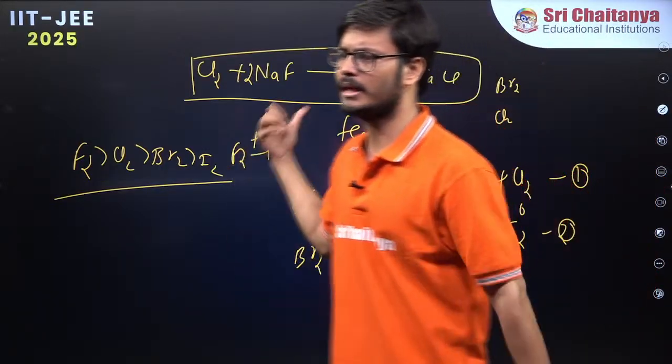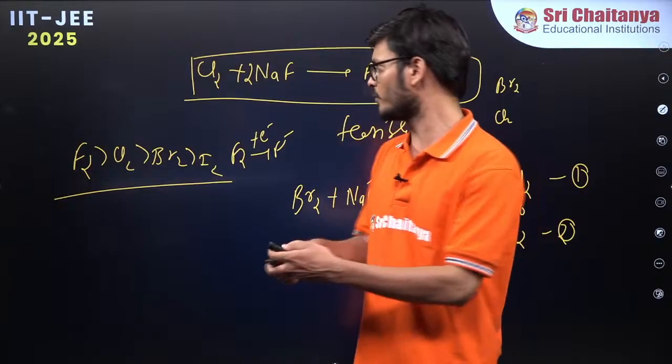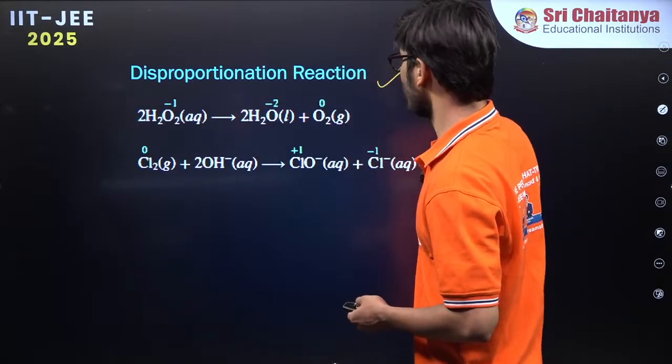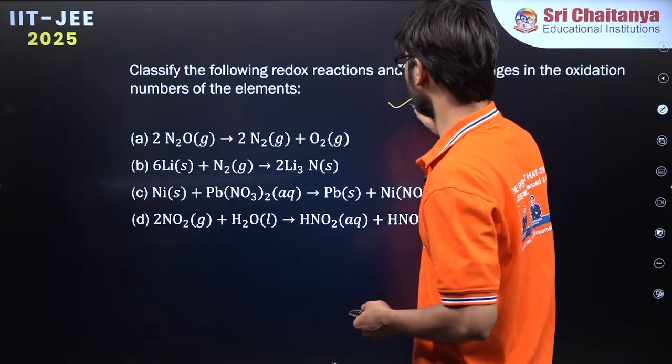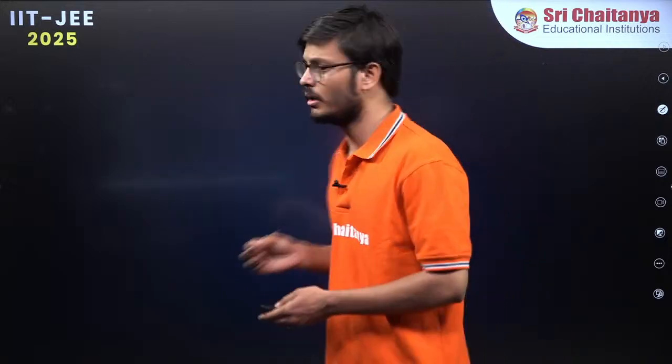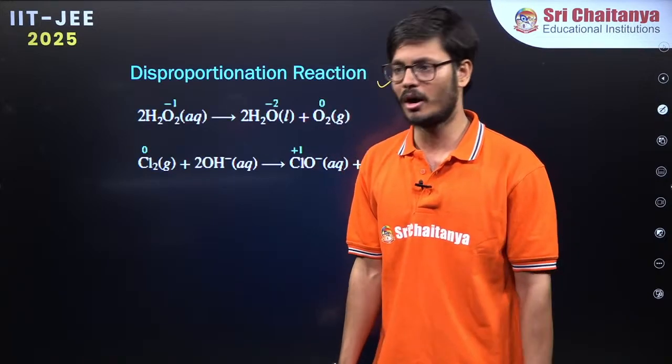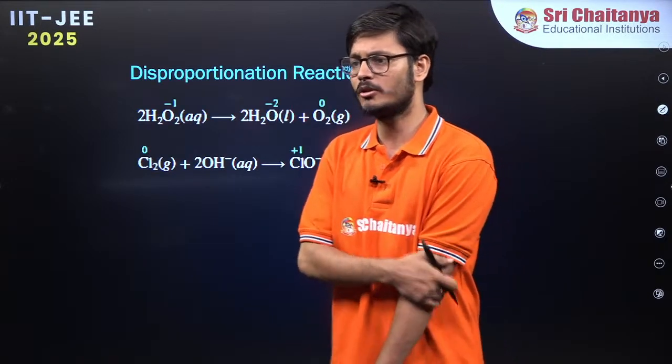Is it clear to everyone? Just give me a thumbs up. Let's close the class. Tomorrow we'll continue. So we are done. The last reaction is left, disproportionation. Then we have questions to solve tomorrow, and then we will learn balancing of redox reaction tomorrow.